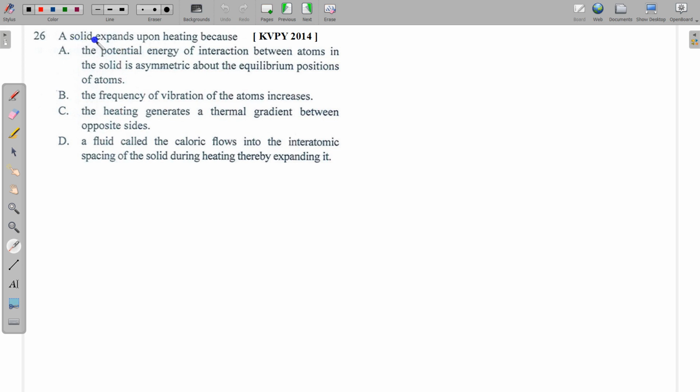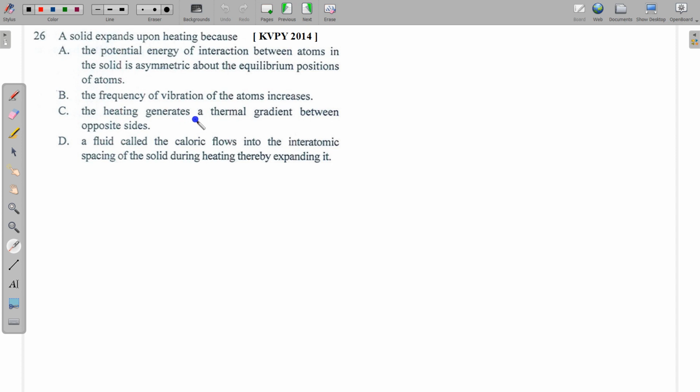In this question, it is asking that a solid expands upon heating, there is thermal expansion. A solid expands upon heating because the potential energy of interaction between atoms in the solid is asymmetric about the equilibrium position of the atoms. The frequency of vibration of the atoms increases.